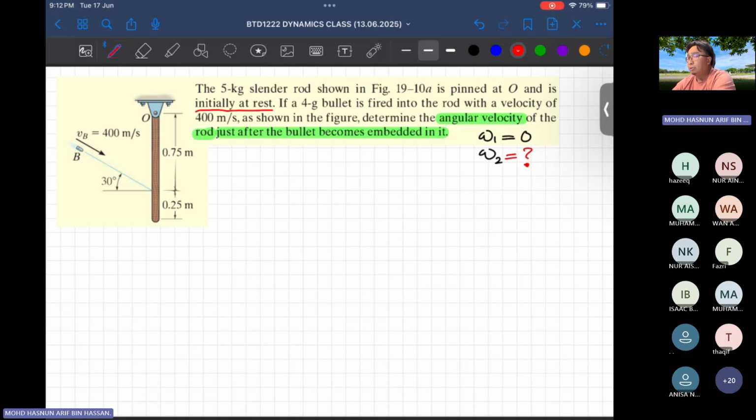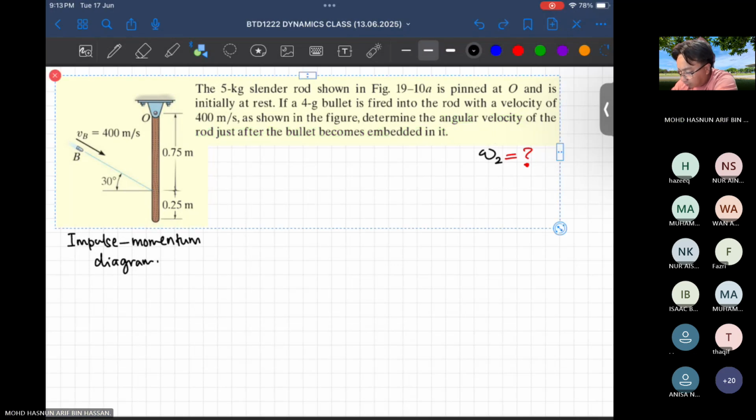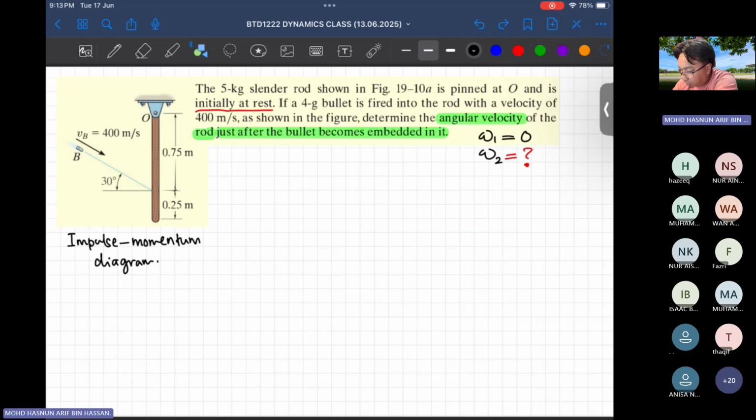To answer this question, we need to draw a diagram, known as the impulse momentum diagram. So we have the impulse momentum diagram. We know that there are two situations here. One is before the bullet becomes embedded in the rod.